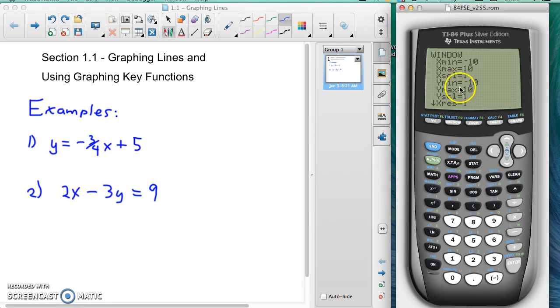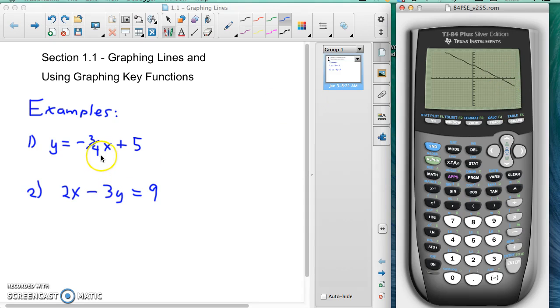Okay, so set your calculator X minimum negative 10, maximum 10, scale 1. Y minimum is negative 10, Y maximum is 10, and the scale is 1. We're going to look at the graph of this now. So we look at this. Here is our graph.